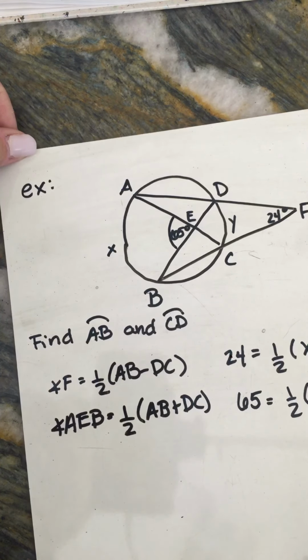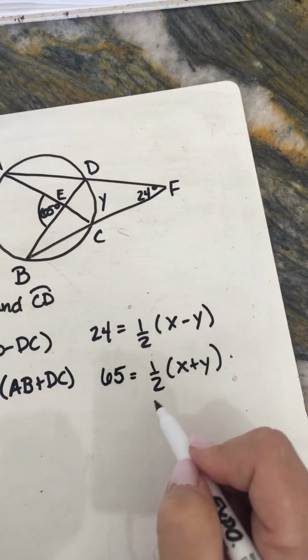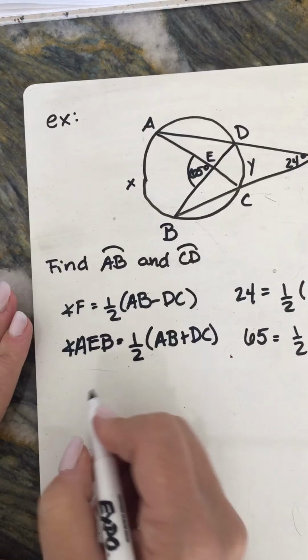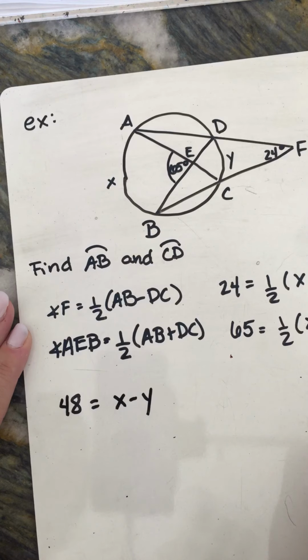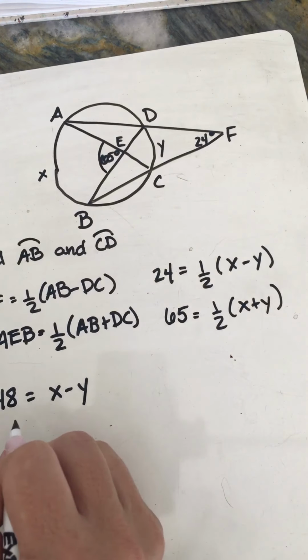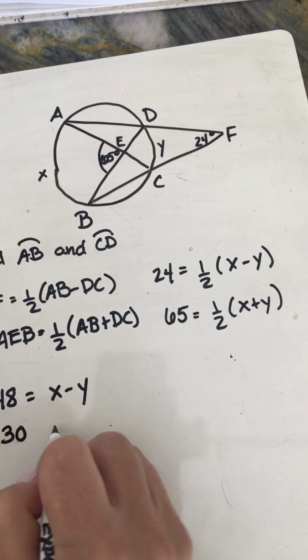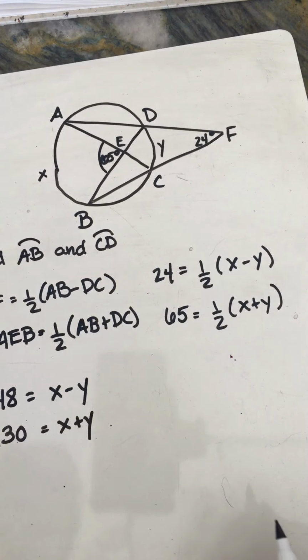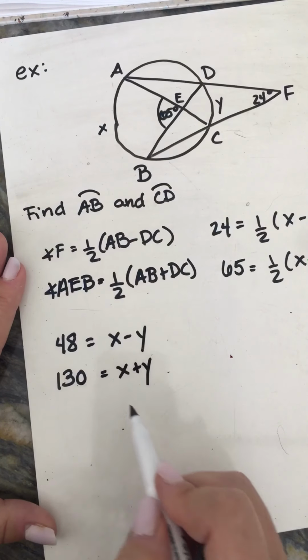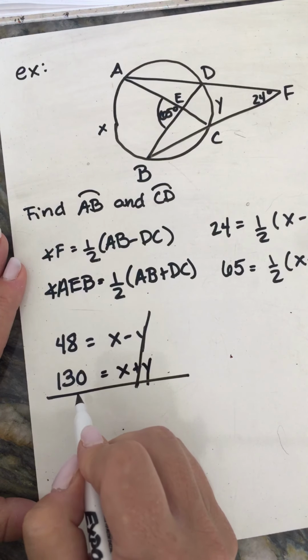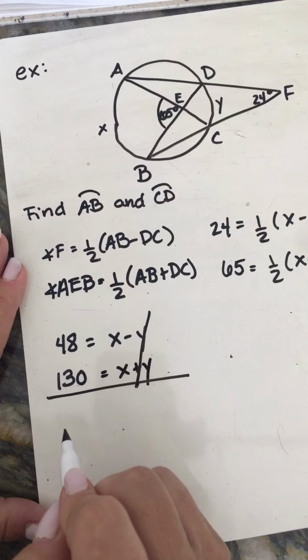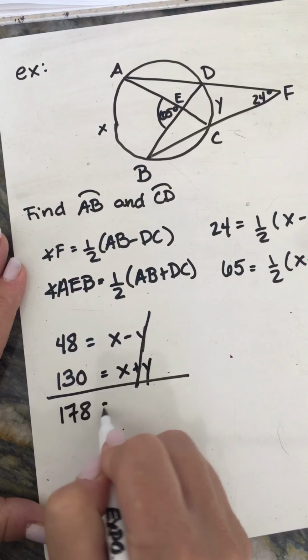Two equations, two unknowns, guys. Algebra time. So let us multiply through by 2 on these equations. So that would be 48 equals x minus y. And then we can multiply by 2 here. 65 times 2, 130 equals x plus y. Oh, this is looking like a classic elimination. Look at that. We can eliminate the y's. So 130 and 48 is 178 equals 2x.